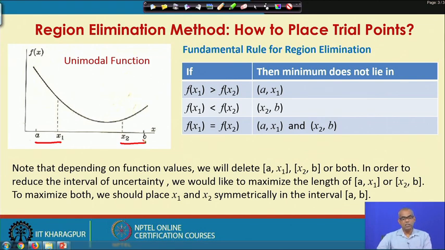So, how these x1 and x2 points are symmetrically placed within the interval a and b depends on the type of method we are talking about. So, the methods that we discuss here, they will all try to place x1 and x2 symmetrically within the interval a and b, but they all follow different logic. So, their performance is different.